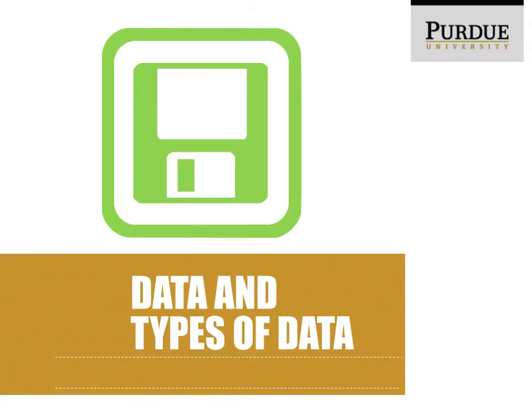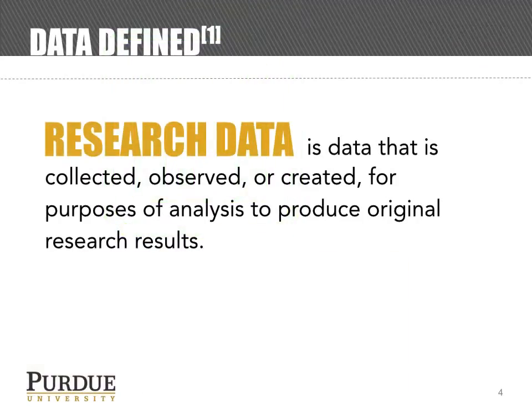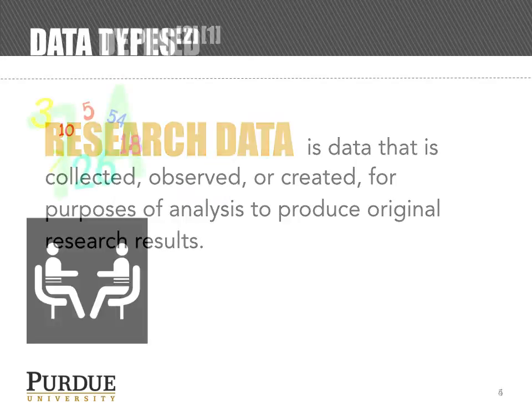First, let's define data. Data is the collected factual material commonly accepted in the scientific community as necessary to validate research findings. This information is used to develop an understanding of a natural phenomenon and in analyzing and predicting future events. Research data is data that is collected, observed, or created for purposes of analysis to produce original research results. In this module, the word data is used in reference to research data.